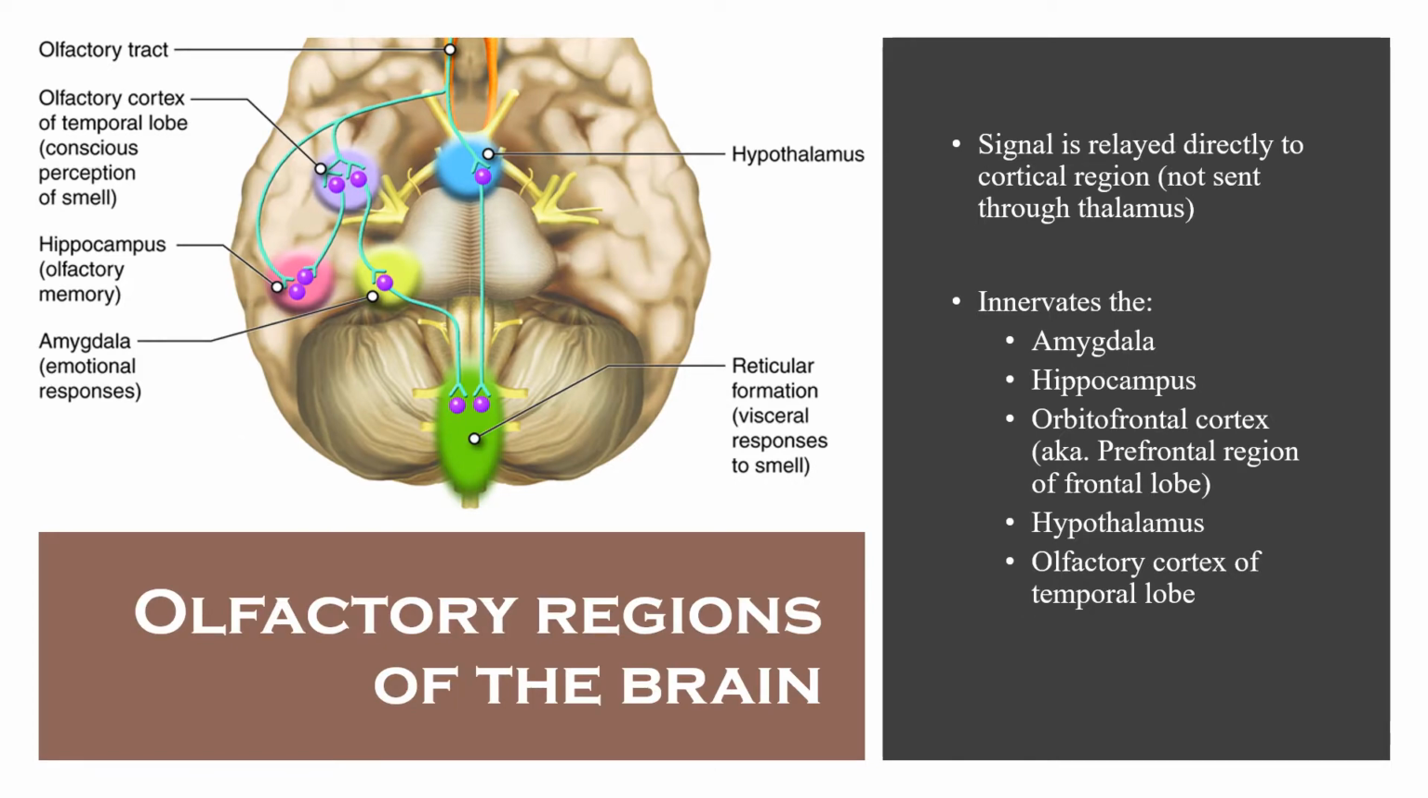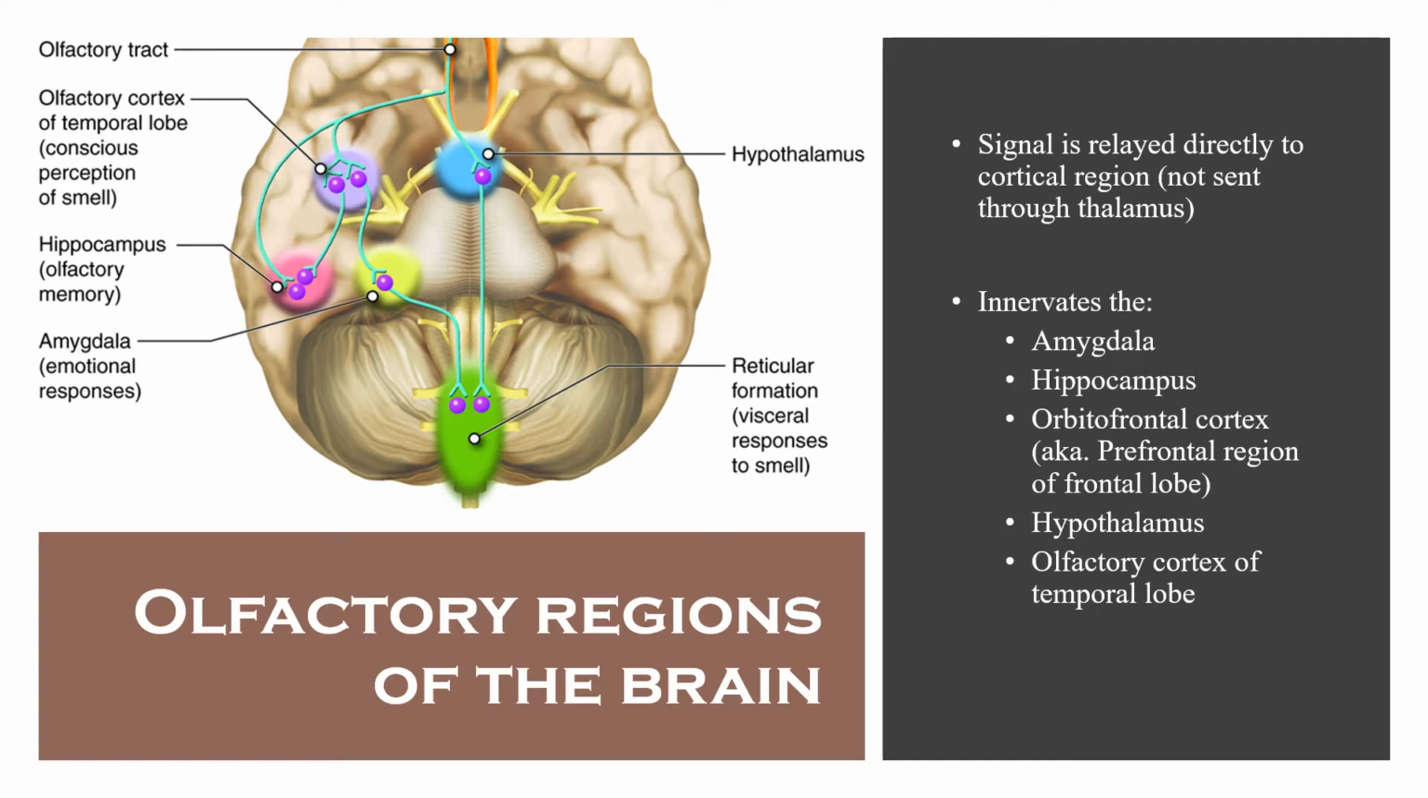Now, the olfactory region of the brain, they're numerous. The signal, of course, is relayed directly to the associated cortical region. This is without being relayed through the thalamus, which you guys should know by now. The thalamus is like this gateway to all the associated cortical regions. Olfaction is weird because it doesn't actually use the thalamus. The signal is directly relayed to the associated complex.